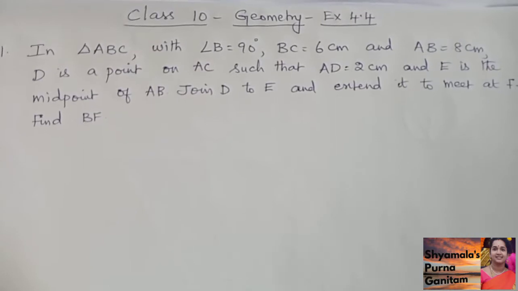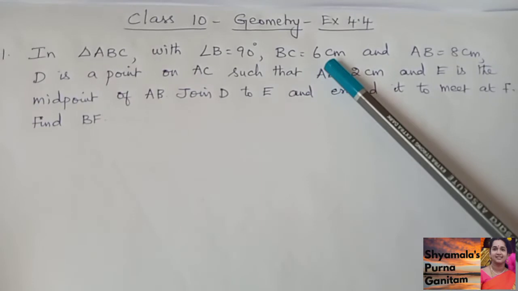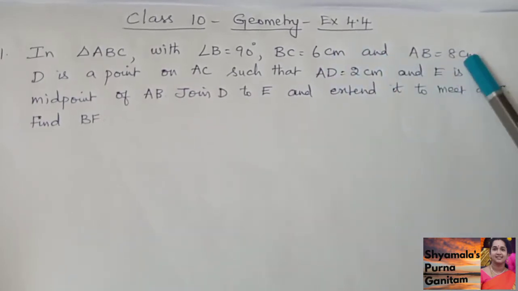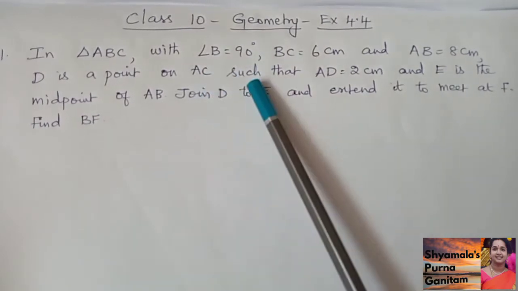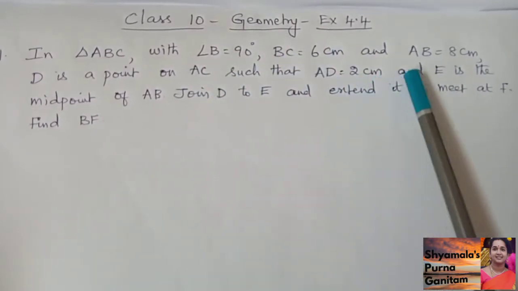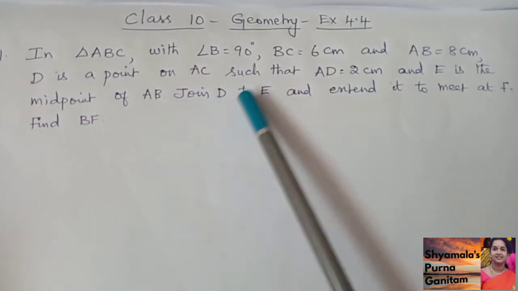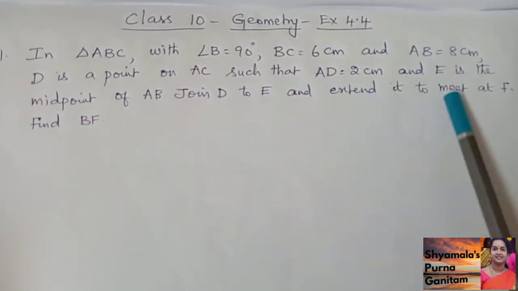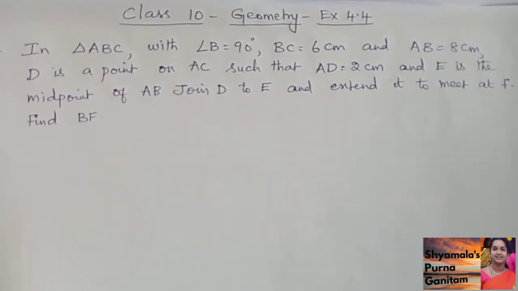In triangle ABC with angle B equal to 90 degrees, BC is equal to 6 centimeter and AB is equal to 8 centimeter. D is a point on AC such that AD is equal to 2 centimeter and E is the midpoint of AB. Join D to E and extend it to meet at F. Find BC. So this is the question given.